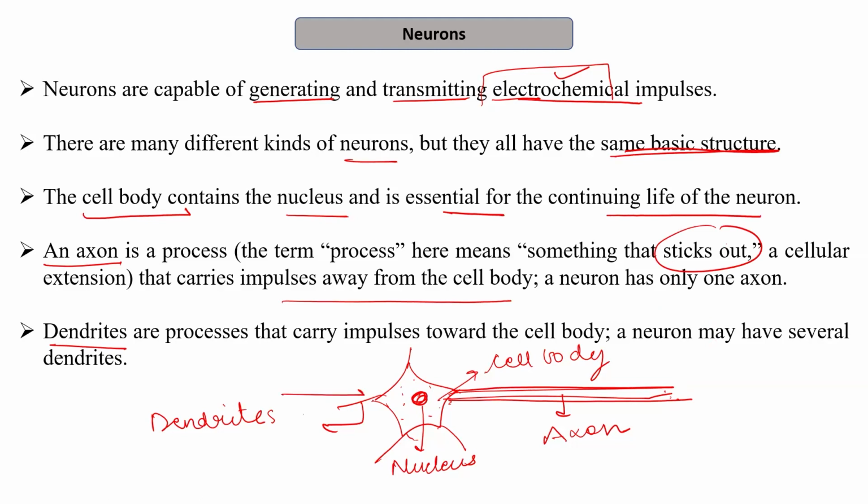When an impulse is received by the dendrites, which are the branching structures, it then passes to the cell body, and upon processing, it is passed through the axon to the next neuron, so it is transmitted from one neuron to another. Dendrites are the processes that carry impulses towards the cell body. So any impulse received by the dendrites is passed on to the cell body, and from the cell body to another neuron, it is carried by the axon.